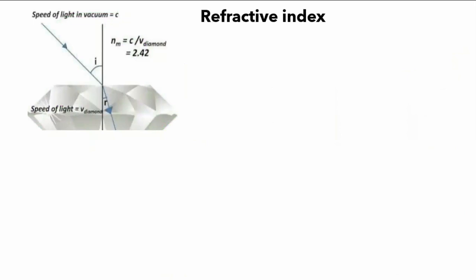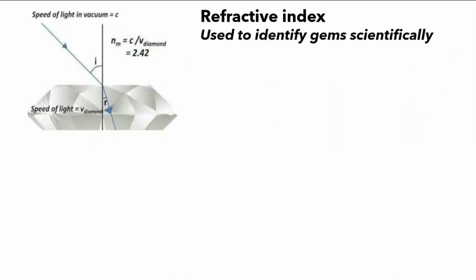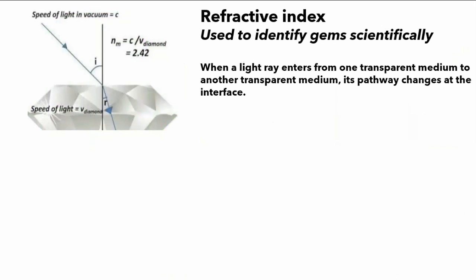Refractive index of gems is used to identify them scientifically. We have learnt about phenomena of refraction and reflection. Light rays, when they fall on certain surfaces, reflect back. But when a light ray enters from one transparent medium to another transparent medium, its pathway changes at the interface.